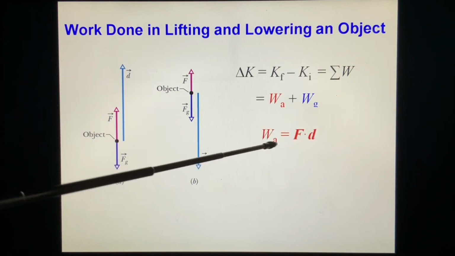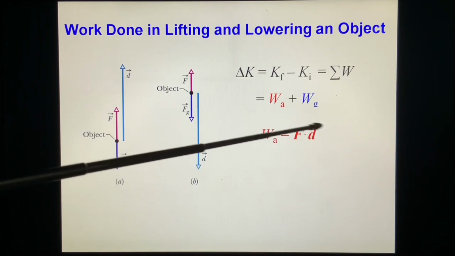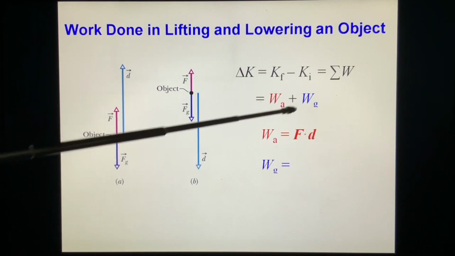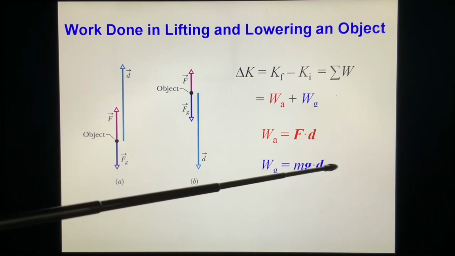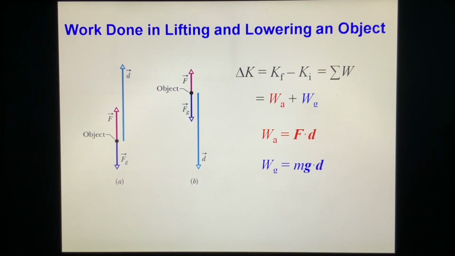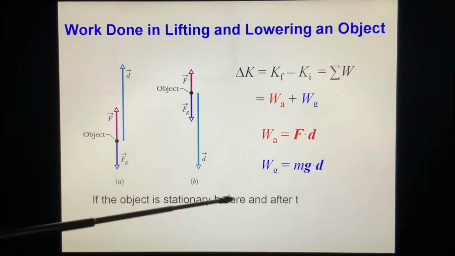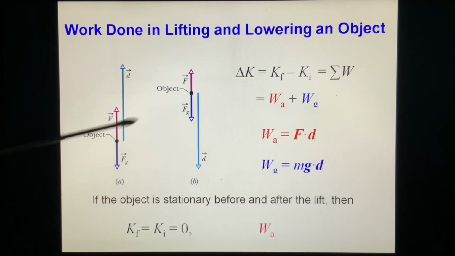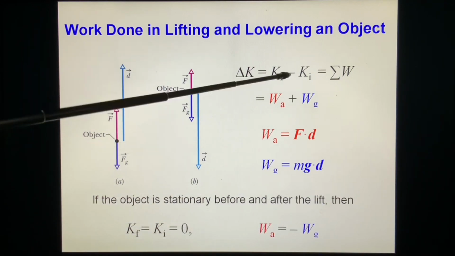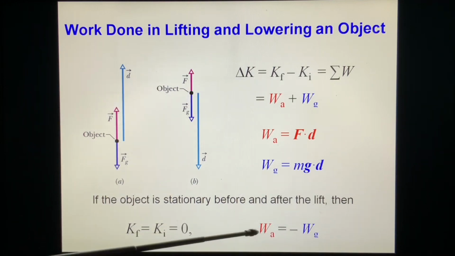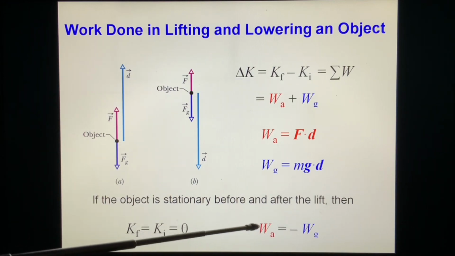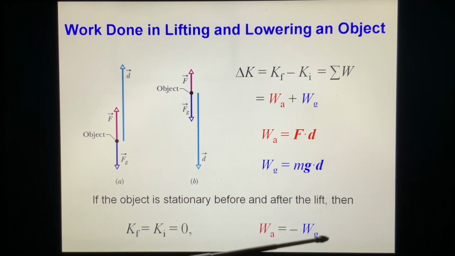The applied force does work F dot d, and the gravitational force does work mg dot d. If the object is stationary before and after the lift, then K final equals K initial equals 0. Putting this in, we find the work done by the applied force equals minus the work done by the gravitational force.